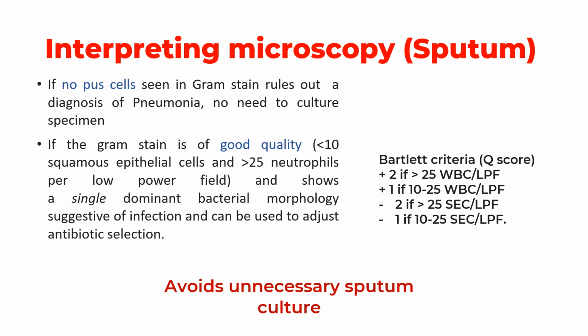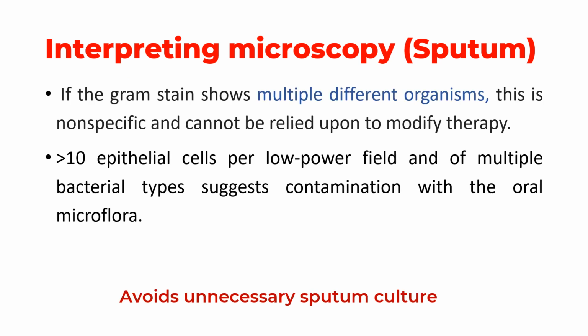If the epithelial cells are more than 25 or WBCs are less than 25, then it is not an infection, it indicates contamination or colonization. In such cases, avoid unnecessary cultures. This helps us to see whether the particular sample is a contaminant or an infection. The other thing is that if the gram stain shows multiple organisms, more than 2 types of organisms, then it is non-specific and cannot be relied upon to modify the therapy. In such cases, also avoid unnecessary cultures.